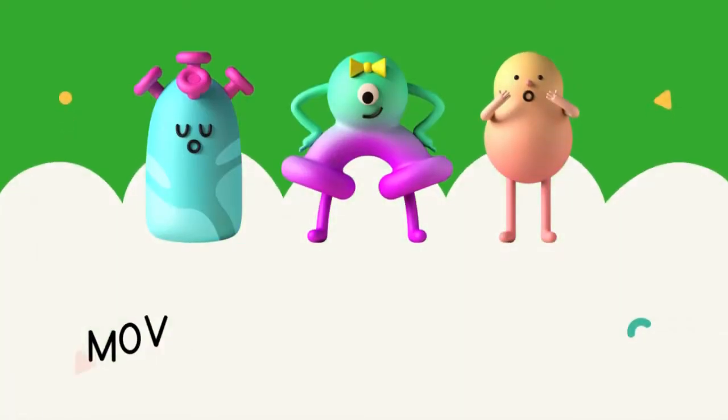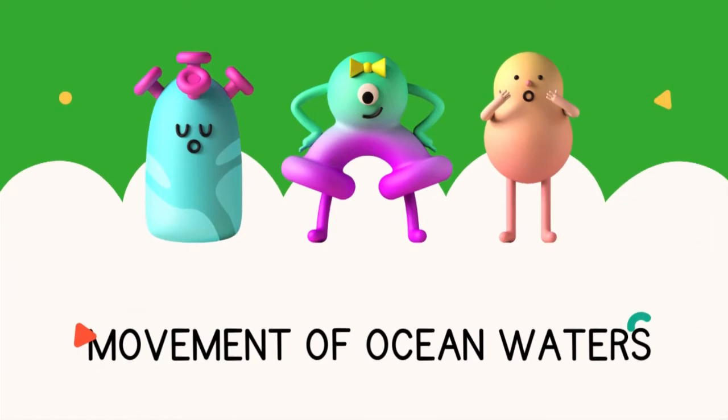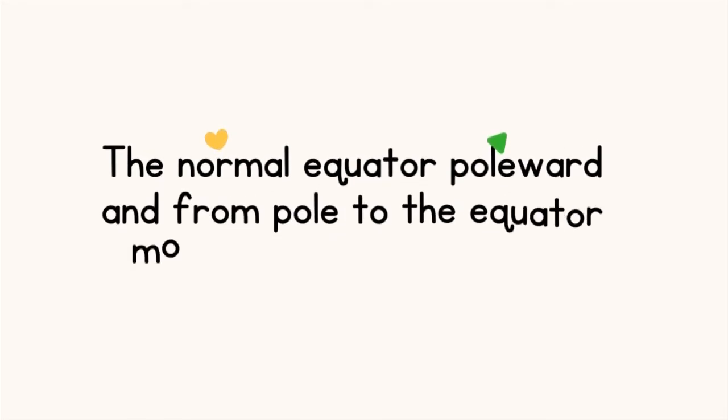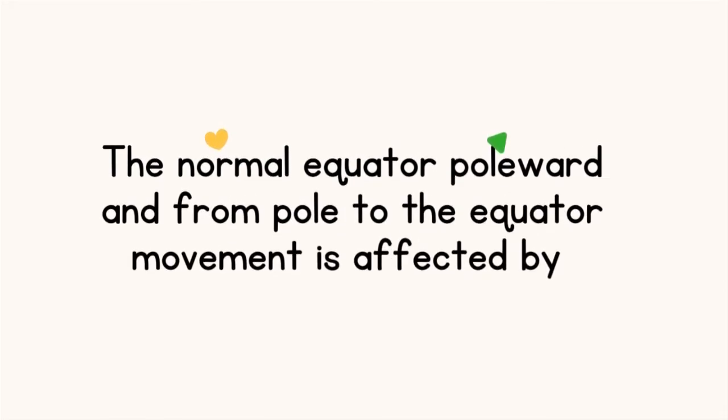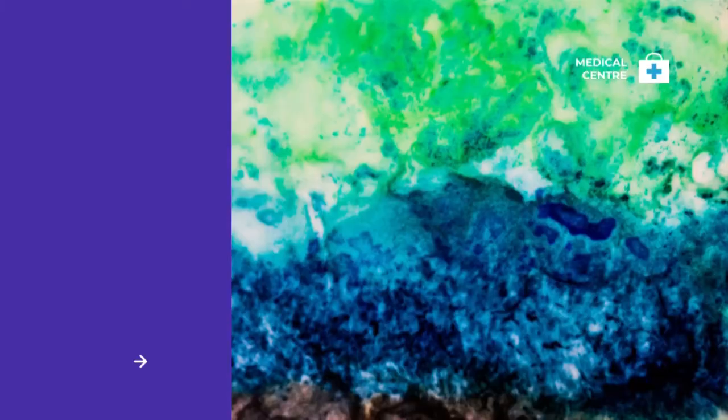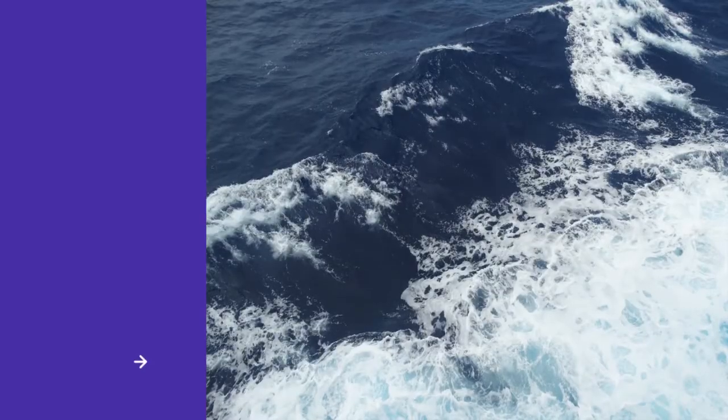Thirdly, we examine the movement of ocean waters. Ocean waters move in a definite pattern within the ocean that is regarded as ocean current. The movement of ocean waters is in a definite pattern that is called surface current. Waters move from the equatorial region poleward and from the poles towards the equator.